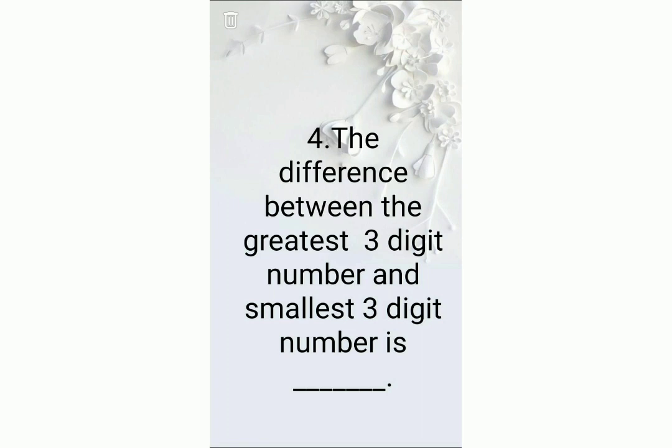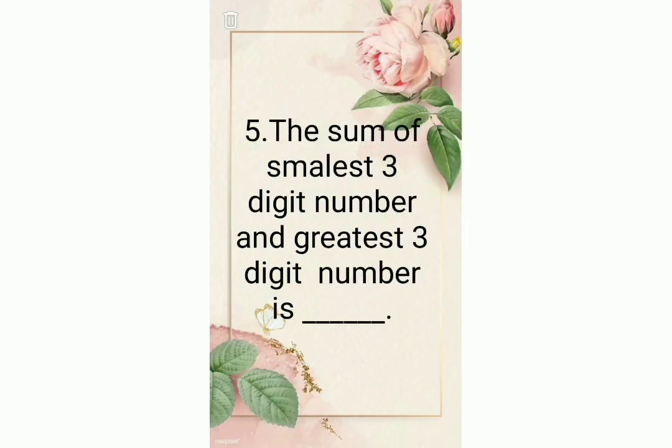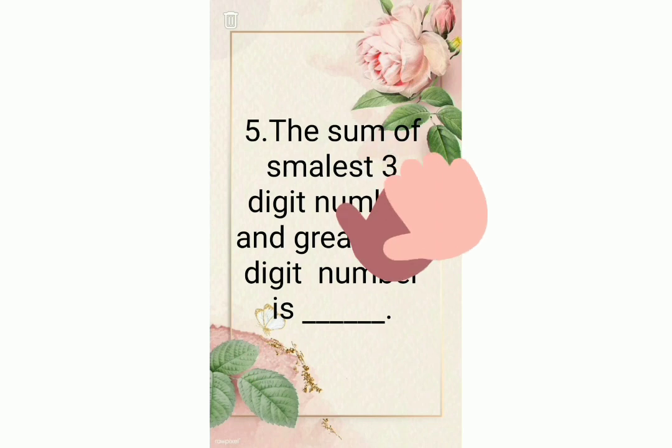And the fourth sum, all of you listen carefully and write, think and write. The difference between the greatest 3-digit number and the smallest 3-digit number is dash. And the fifth one, the sum of smallest 3-digit number and greatest 2-digit number is dash. Have all finished? It's very good, students.